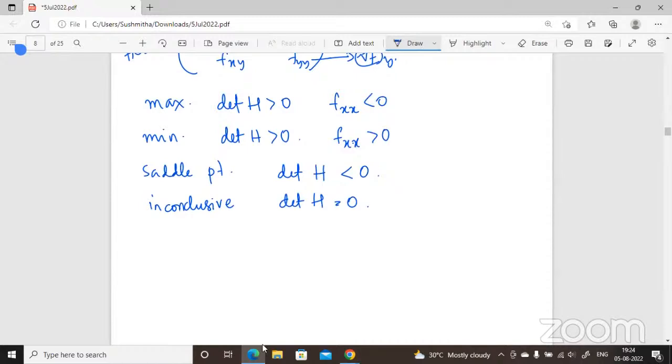When we have 3 variable functions, then we'll have a 3 cross 3 Hessian matrix, and a 3 cross 3 determinant.